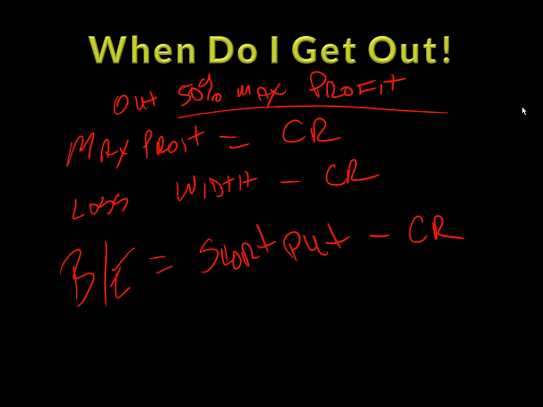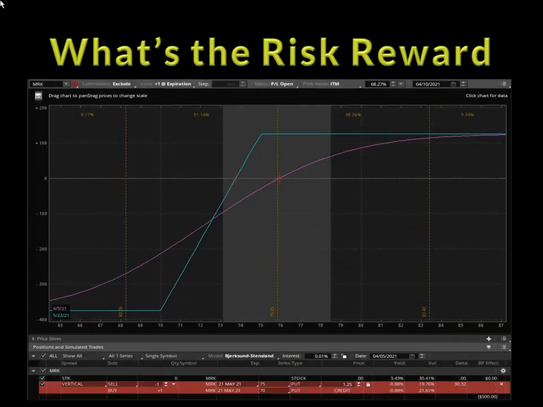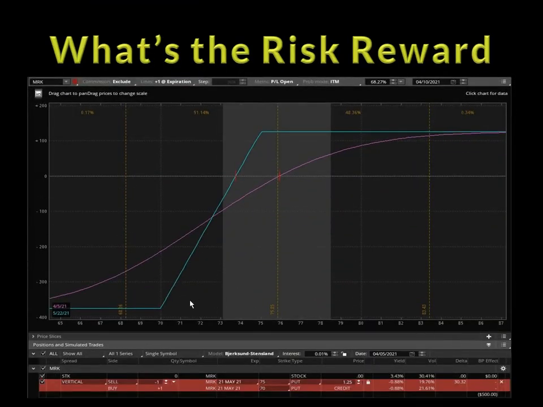And we're getting out at 50% of max profit. Because this is a defined risk strategy, folks, I usually will let this play out a little bit longer than most strategies because of that defined risk nature. I'm going to let it meld a little bit. But you can see the risk reward.